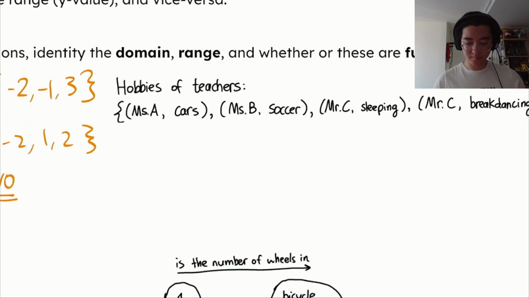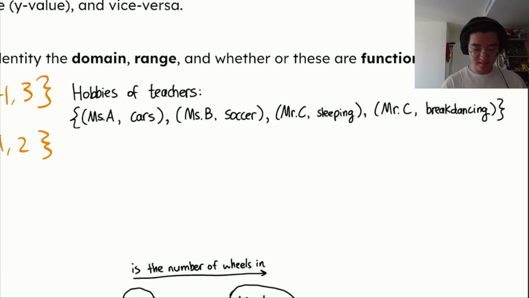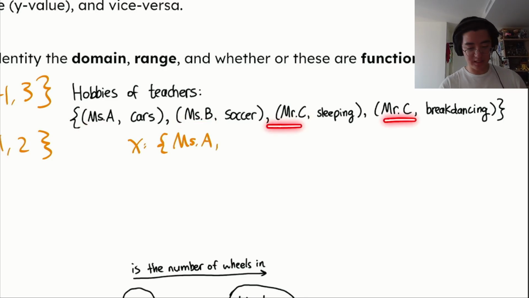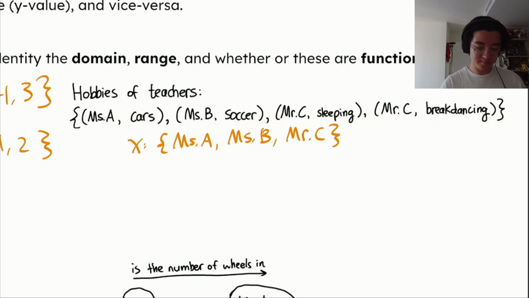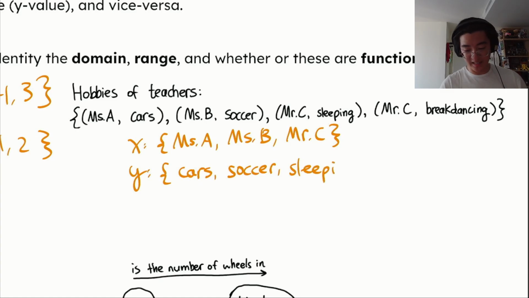Okay, how about this one? What's the domain here? Alright, so we got Miss A, Miss B, and Mr. C. I got Mr. C twice, but we just write it once. Even though I think I'm important enough to be written twice, but whatever. And then the y values, the range: cars, soccer, sleeping, and breakdancing. Realistically, on a test, I'm not going to give you long words to write, because that's a waste of time. I just need to make sure that you understand what the x and y values are of the ordered pairs. Breakdancing is a long word.